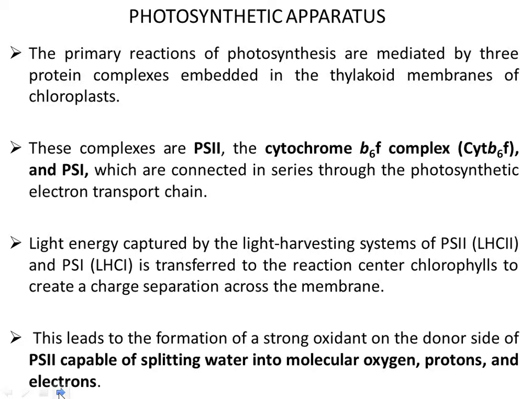Light energy captured by the light harvesting systems of PS2, that is light harvesting complex 2, and PS1, that is photosystem 1, which consists of light harvesting complex 1, is transferred to the reaction center chlorophylls to create a charge separation across the membrane. This leads to the formation of a strong oxidant on the donor side of PS2, capable of splitting water molecules into oxygen, protons and electrons.